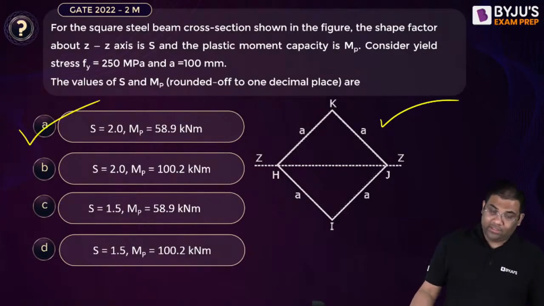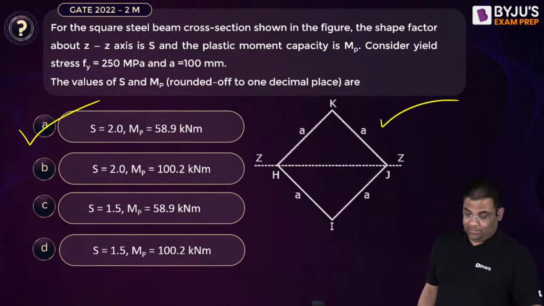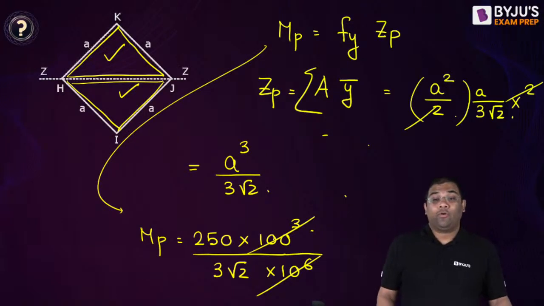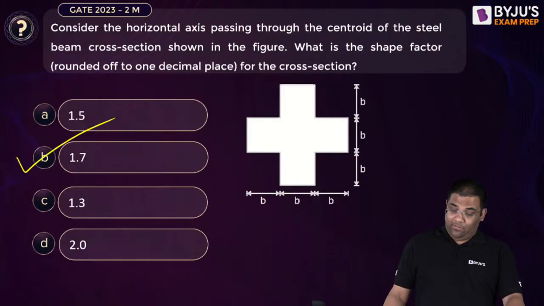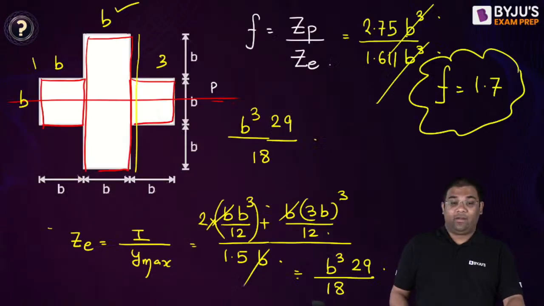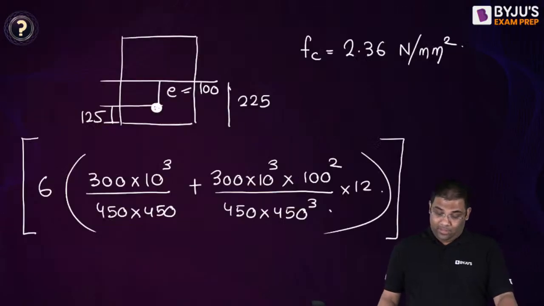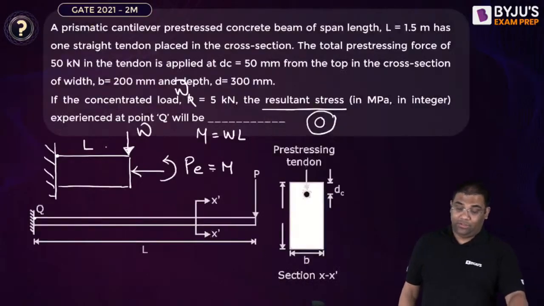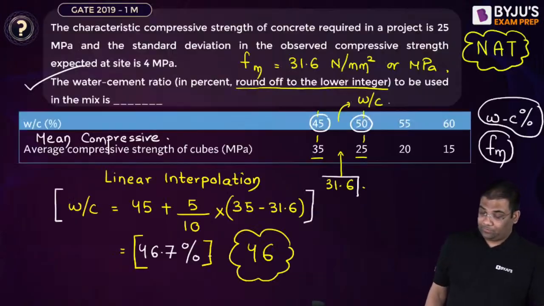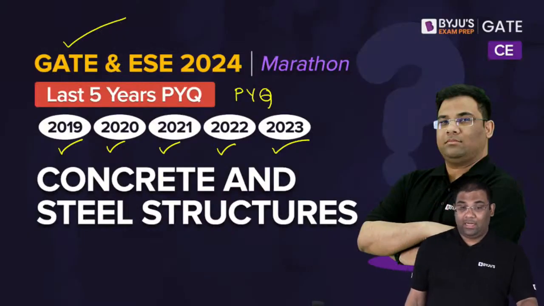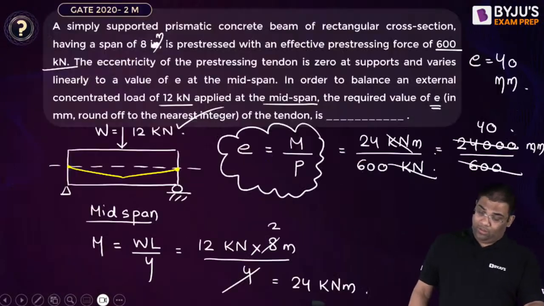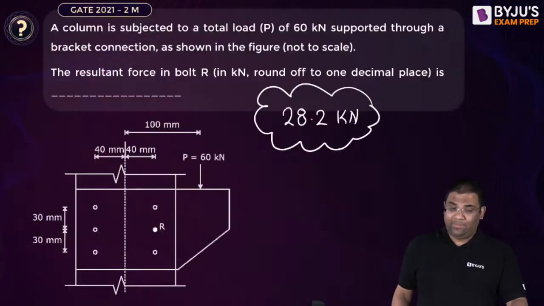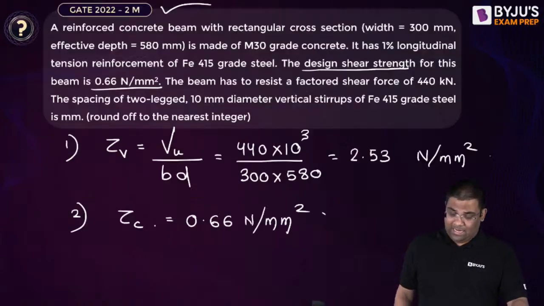The shape factor is 2 for this and MP you are getting this. So you should know how to find MP, and if you want to find MP, you should know how to find ZP. If you cannot find ZP, you cannot find the shape factor, and you cannot find MP. Okay. That's it. So these are the previous questions for GATE in the last 5 years. Some questions which have similar concepts, I have not solved them, because they are the same thing they have asked again and again.